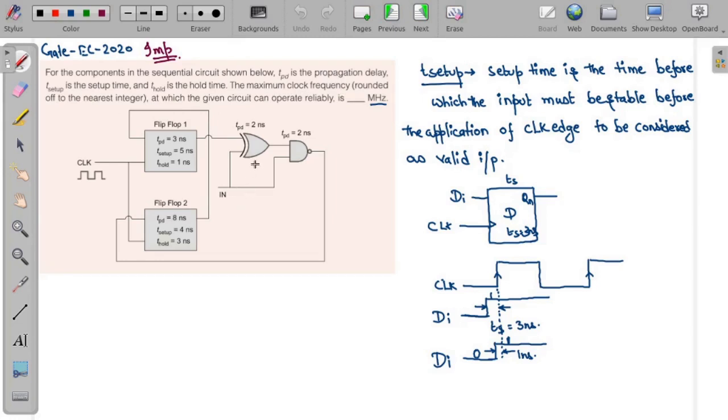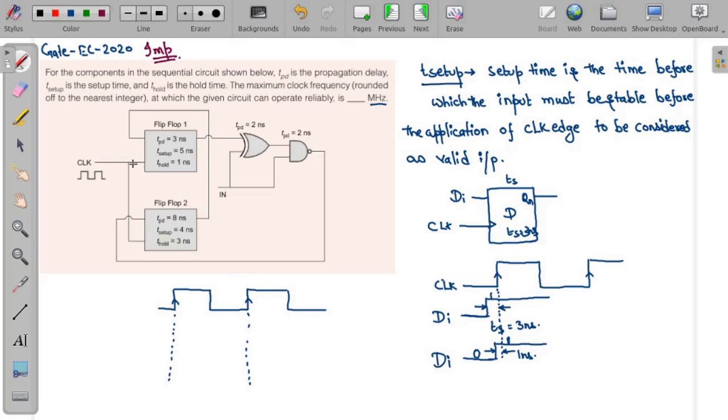Now let us see, here they have asked us the maximum clock frequency at which the given circuit can operate reliably. So we need to see what operations are occurring in between two active clock edges. You can see this is the positive edge, so let me assume these are positive edges. Let me first see what operations occur in between two positive edges.